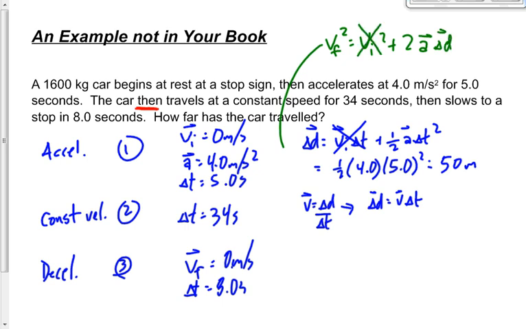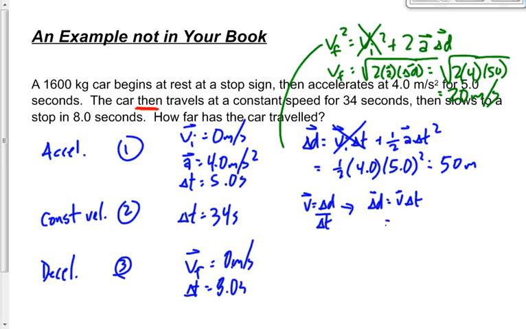VI is 0. VF becomes the square root of 2 times A times D. It's the square root of 2 times 4 times 50. 2 times 4 is 8, times 50 is 400. The square root of 400 is 20 meters per second. So at the end of stage 1, it's moving at 20 meters per second. For the whole of stage 2, it's moving at 20 meters per second.